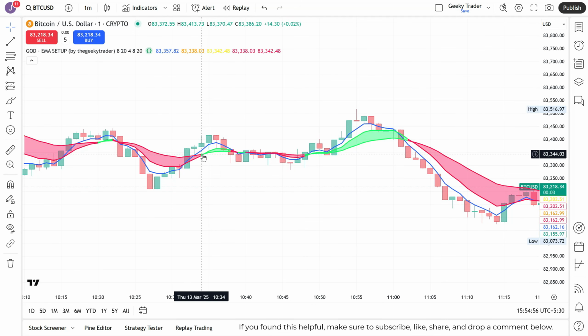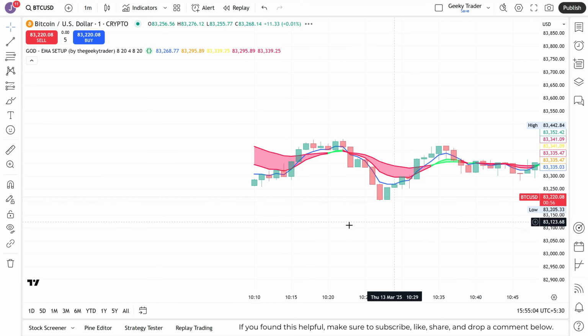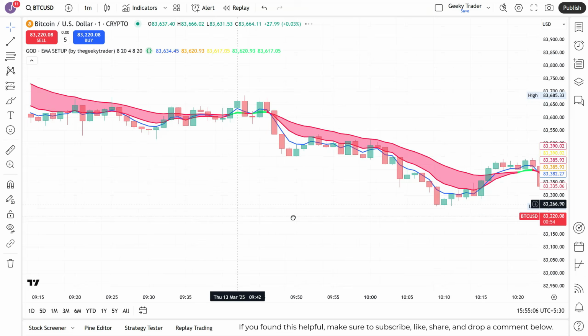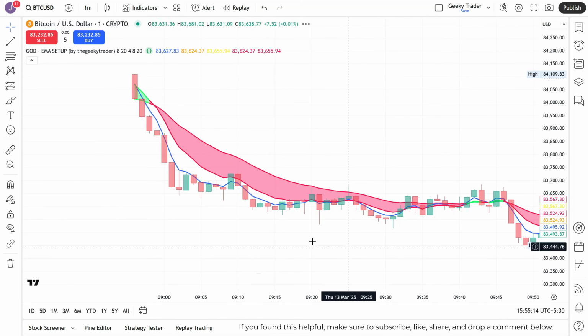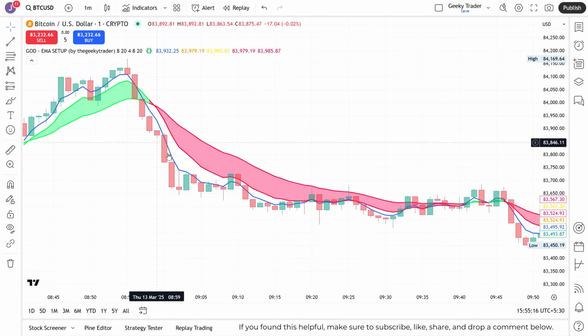Here's another example of a no-trade zone. Look at this section. The ribbons are very narrow, which means there is no strong trend in either direction. Taking a trade here could result in getting caught in choppy price action, leading to unnecessary losses. And here's one more example. Again, you can see that the ribbon is thin and flat. This is another clear sign to avoid entering a trade because the market lacks a clear directional move.